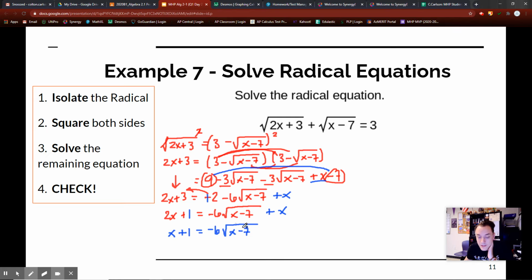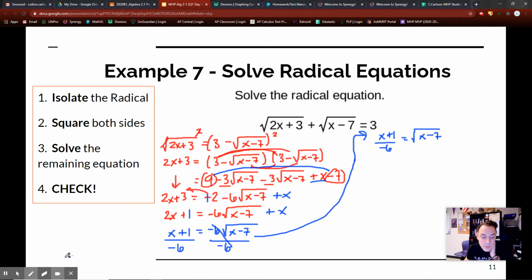So now that I have all this, I'm going to divide because I want to isolate the radical. I need to divide by negative 6. Now, some of you may be thinking, holy junk, what is that? So I'm going to expand it over here so we can see what's happening. What I have is x plus 1 all over negative 6 equals radical x minus 7.